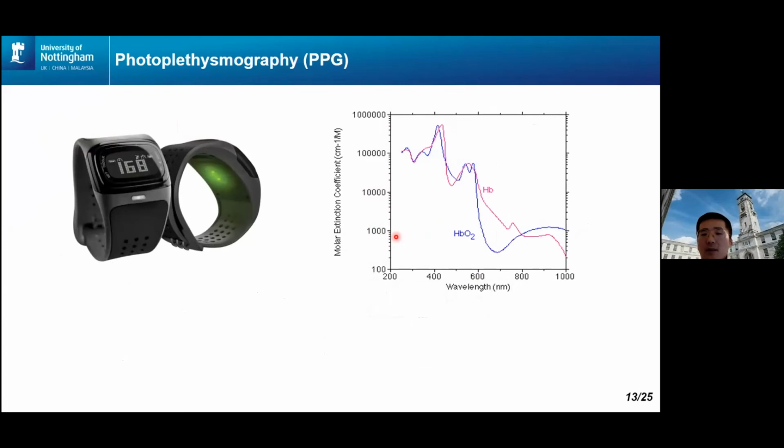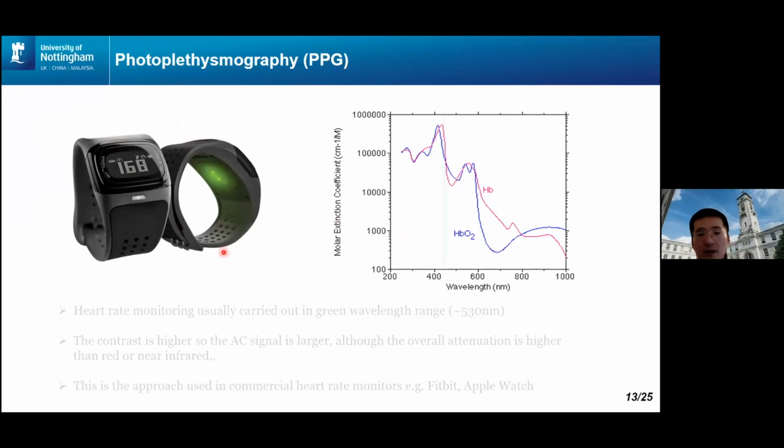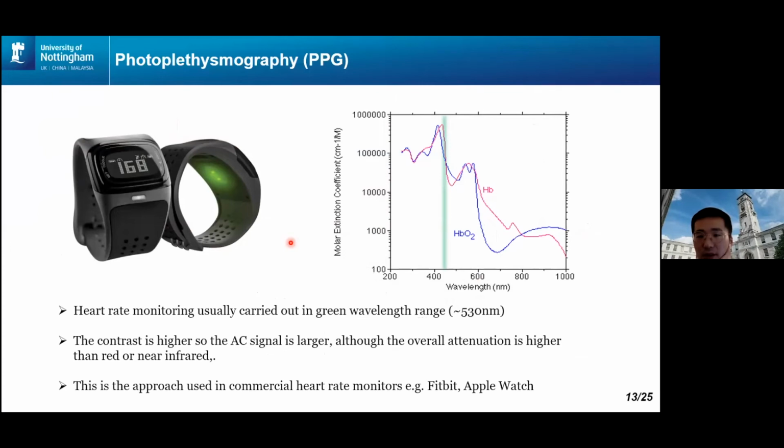And here is a practical application of PPG. Heart rate monitoring is usually carried out in the green wavelength range here, as the contrast is higher, so the AC signal is larger, so it is easy to capture the heart rate. This is an approach used in commercial heart rate monitors, for example, companies like Fitbit or Apple Watch. If you have those devices, you can see they definitely have a green light.